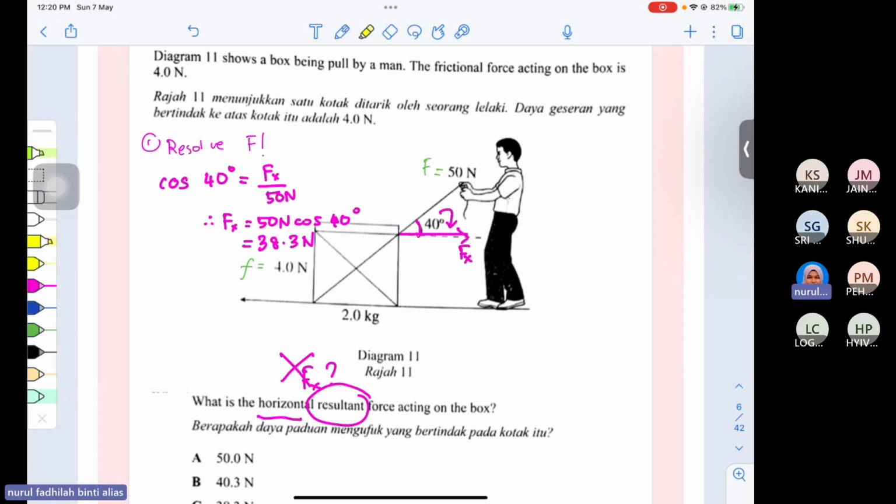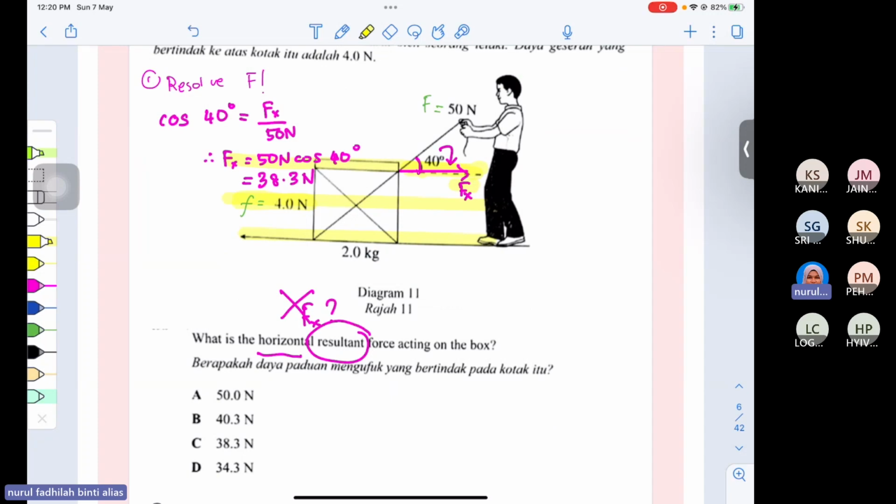Yes, the frictional force. So they are horizontal. Nampak ada satu selari. Ada selari. Okay, so what can you say about the direction? So kalau force Fx, dia to the right. The friction to the left. So are they in the same direction? No. So if they are not in the same direction, kita dah belajar pula resultant force.